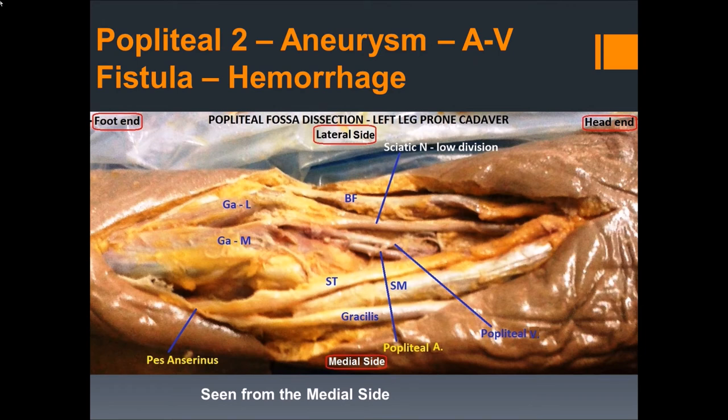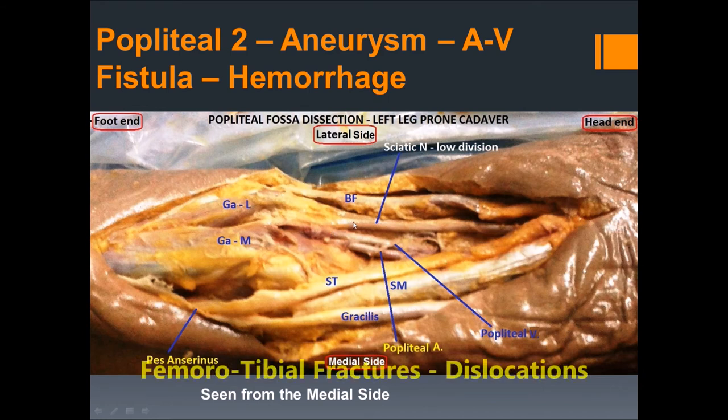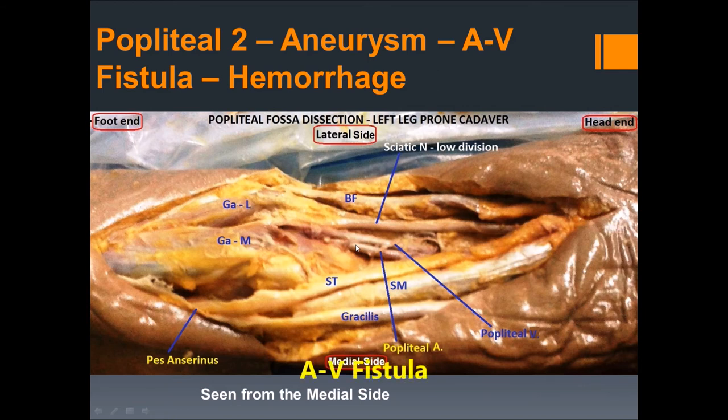Because the popliteal artery is located in relation to the femur and in relation to the tibia, any major fracture of the femur or the tibia can injure the popliteal artery, and then there can be severe hemorrhage. And even if it's a minor injury, because of the close proximity between the popliteal artery and the popliteal vein, there can be an arteriovenous fistula. And as I told you, it can also be the subject of aneurysm, like one of them being the popliteal artery entrapment syndrome, or it can also be an aneurysm due to any other causes.